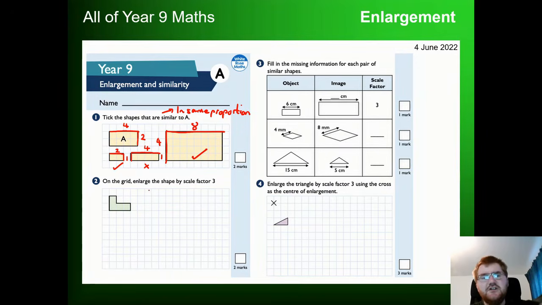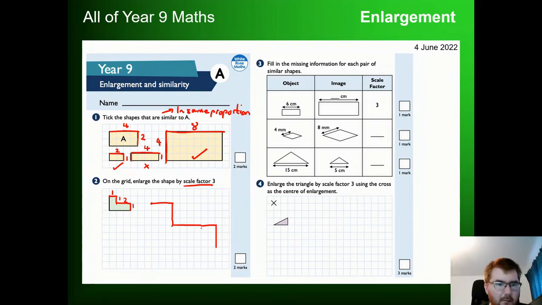On the grid, we need to enlarge this shape by a scale factor of 3. The way I tend to do this kind of question, let's start with a random point. Let's start with this point, and I'm going to draw that random point here. This goes along 1, so for scale factor 3, I need to go 3 along, like so. This goes 1 down, so I need to go 3 down, like so.